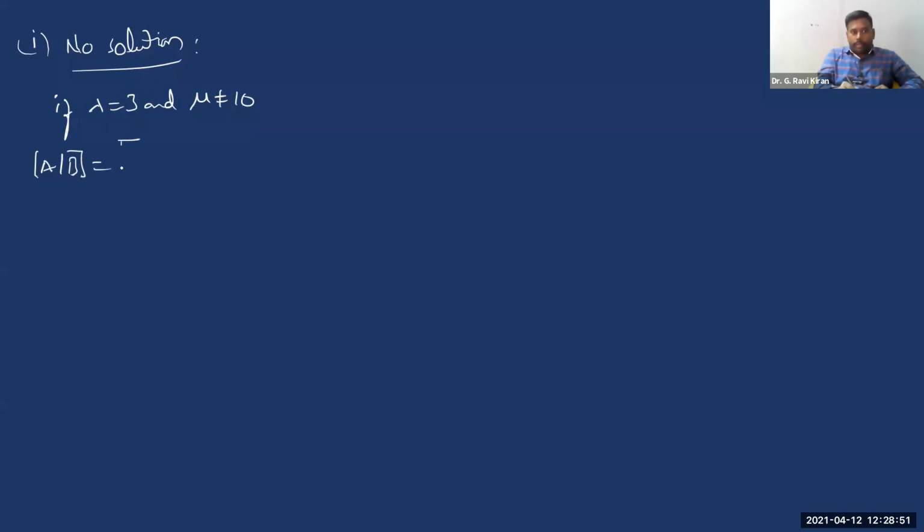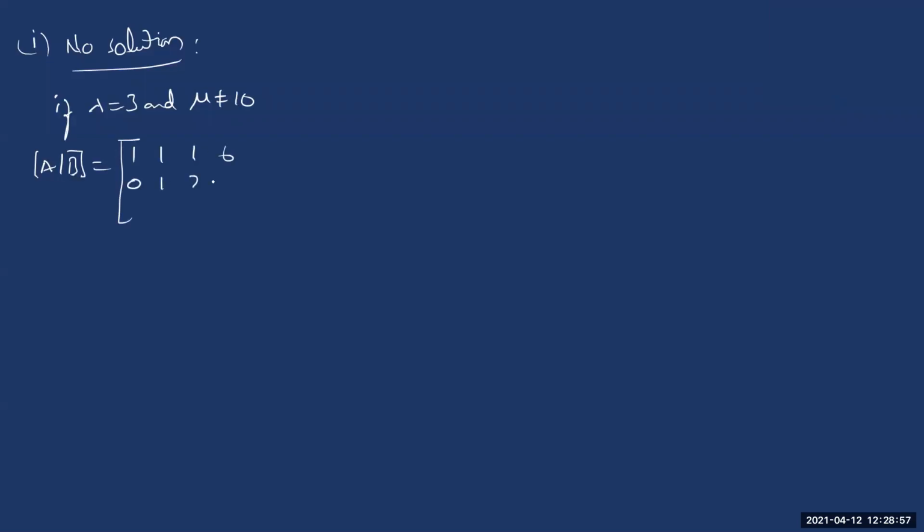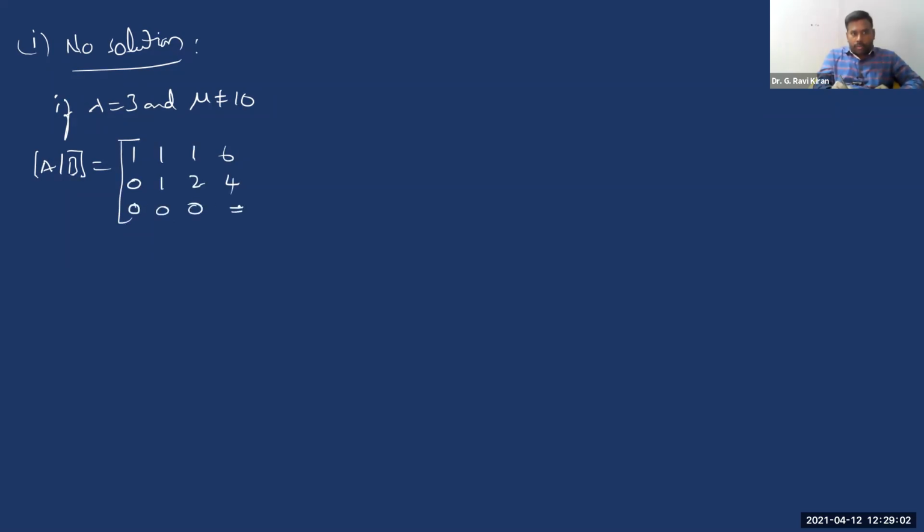Now see, the first case, to get no solution. As we discussed till now, if I take lambda is equal to 3 and mu not equal to 10, now for these two values of lambda and mu, what happens to the augmented matrix? Now let us write it once. The augmented matrix is 1, 1, 1, 6, 0, 1, 2, 4. And in the last row, we'll get 0, 0, 0, but the last element is non-zero.